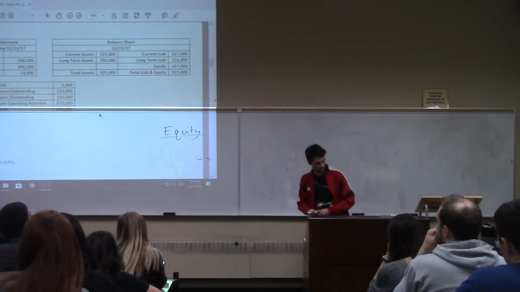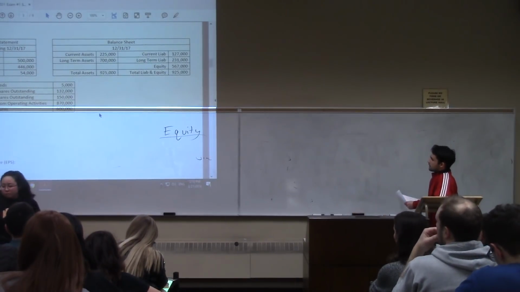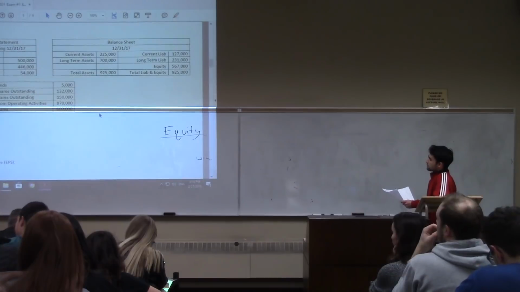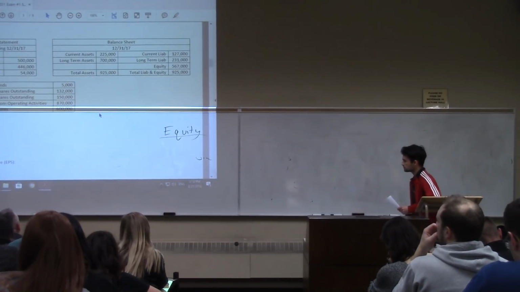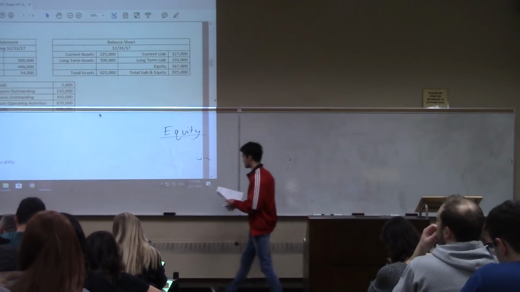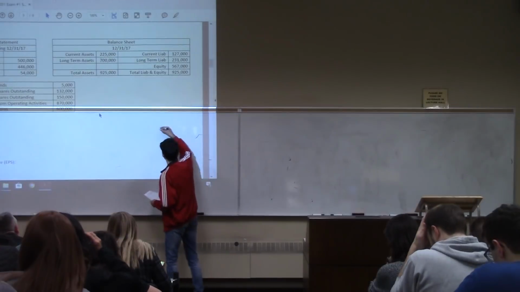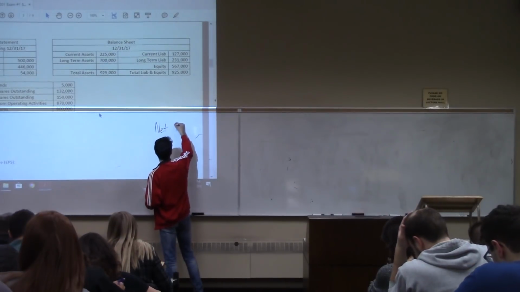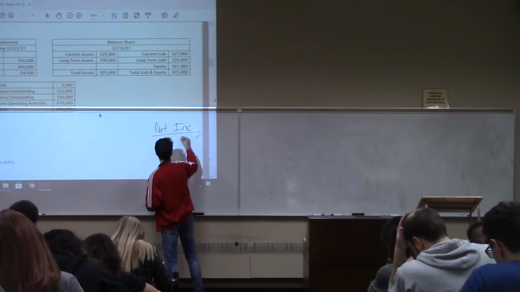So some financial ratios. Let's start with the profit margin. Here we're given a simplified income statement, a balance sheet, and some additional information. Our profit margin equation is our net income divided by our net sales.